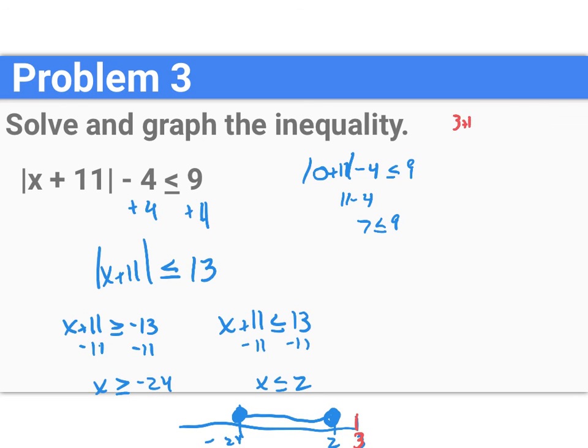So 3 plus 11 minus 4 should be less than or equal to 9. 3 plus 11 is 14, minus 4 is 10, and 10 is not less than or equal to 9. Does not work. The red is outside of our solution set, and I'm sure if I put 25 in here, that would not work either. So now we are done. So when you're dealing with absolute value inequalities, I cannot stress this enough, please check your solutions with tester numbers.